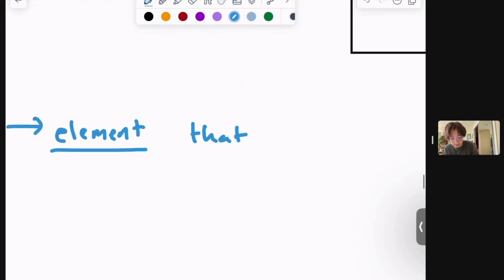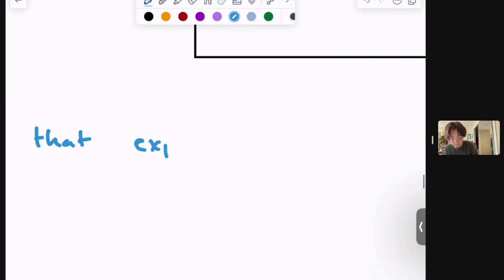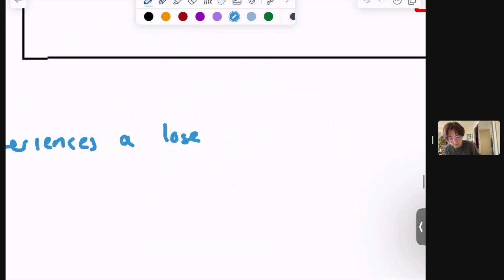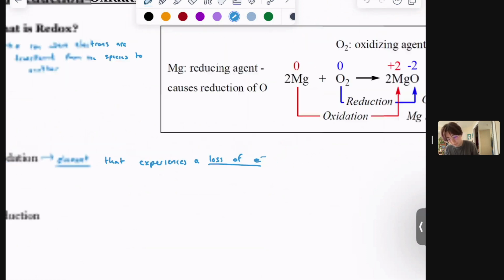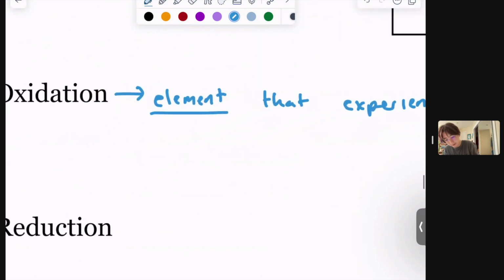that experiences a loss of electrons. And what we're going to see once you learn how to do these is that there is an increase in its oxidation number.